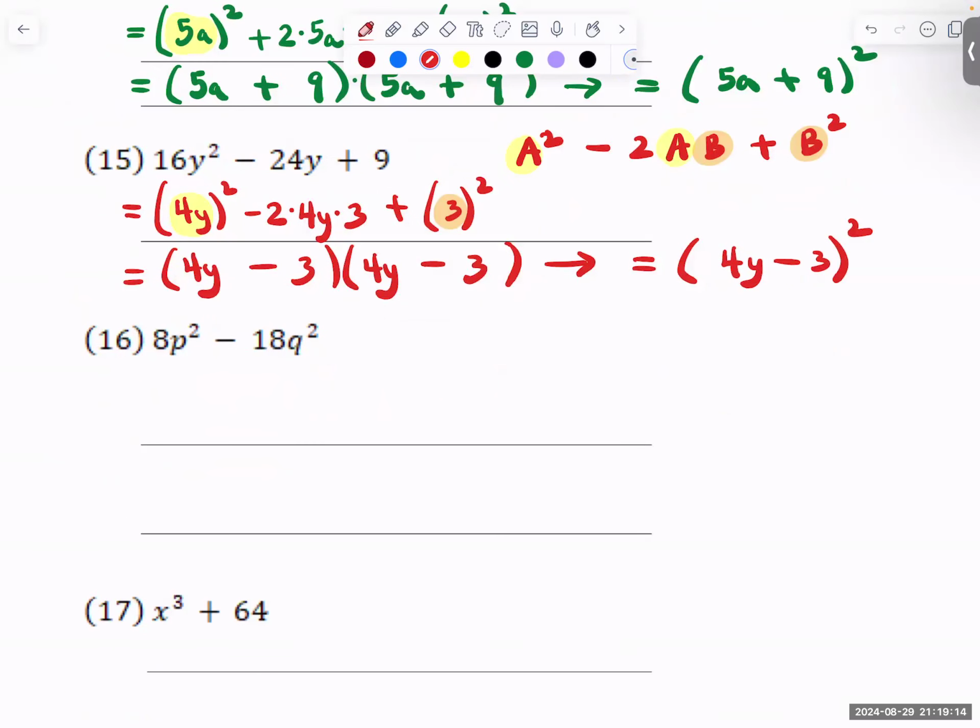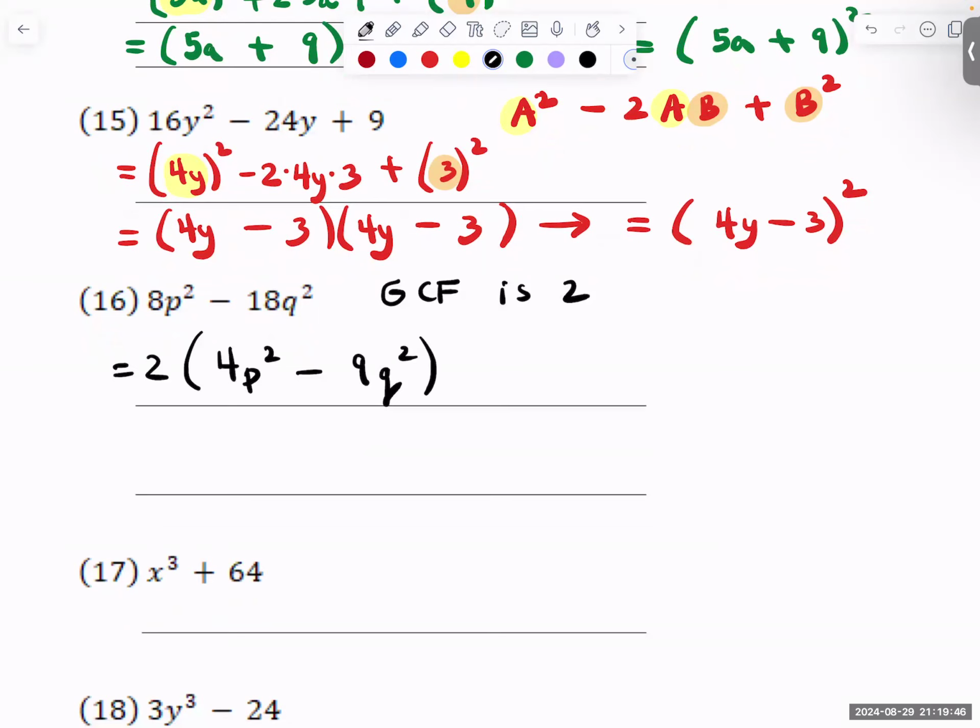16. So we have a binomial. We observe two squares, p squared, q squared, and a greatest common factor that we can factor out is 2. So let's start by factoring out the 2 times 4p squared minus 9q squared.